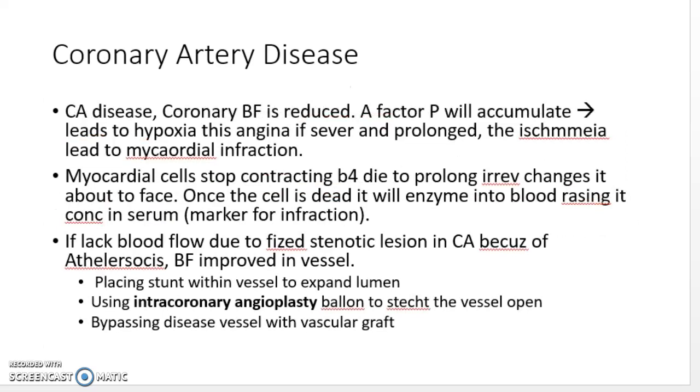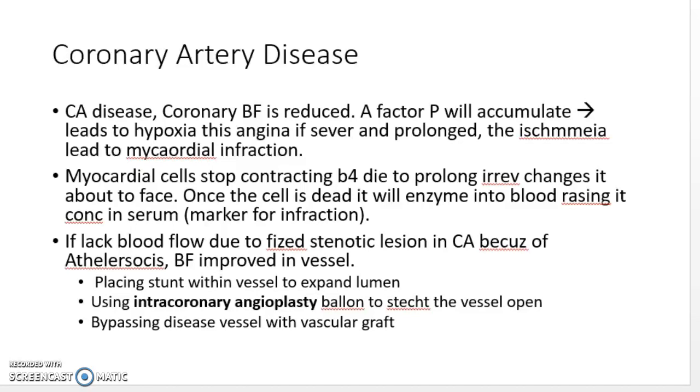Well, coronary artery disease is basically a disease where there is a reduced amount of coronary artery flow. Coronary blood flow becomes reduced, and a factor which is really important for this is substance P, which will accumulate, and this leads to hypoxia and angina, and if it is severe or prolonged, the ischemia leads to myocardial infarction. And please do remember that myocardial infarction is shown by changes in the Q wave on the electrocardiogram, and this is, of course, due to insufficient oxygen.